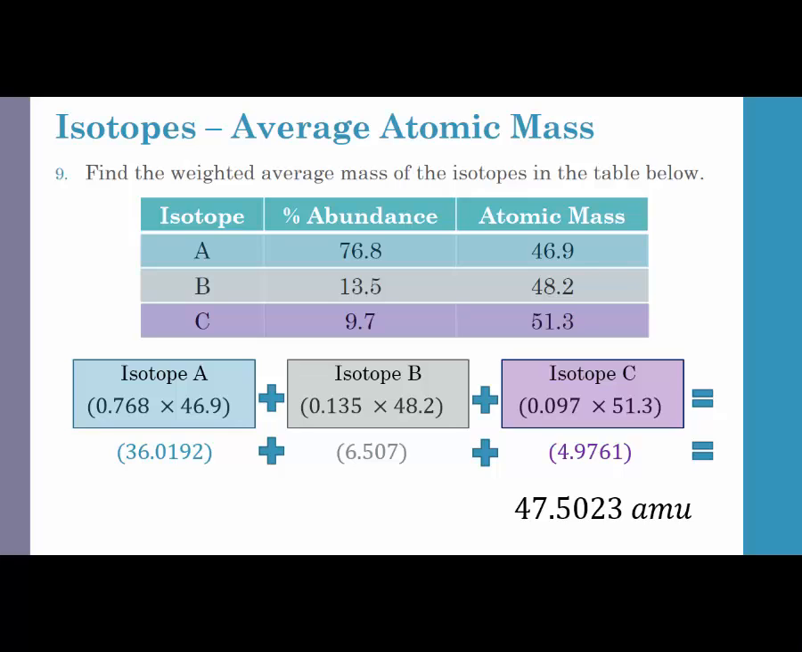You may notice that for my isotope A, my number in blue is the largest of the numbers, and that's because it has the highest percent abundance. So of course we're going to see that isotope A's mass weighs into the overall mass more than the other less abundant isotopes.